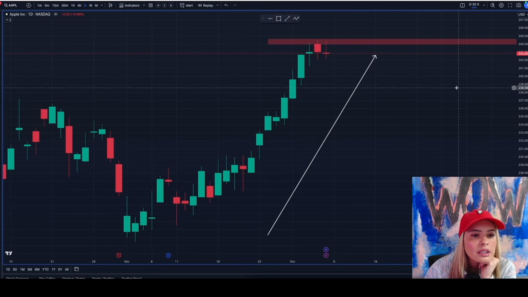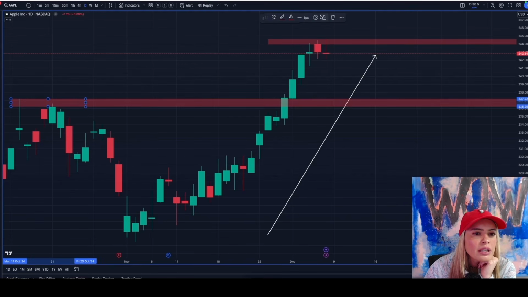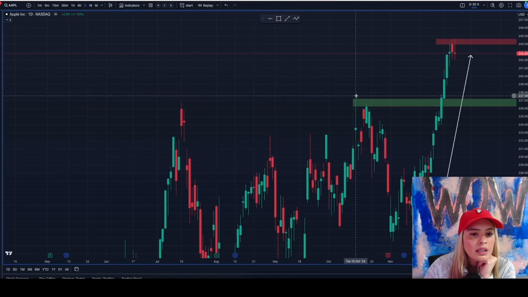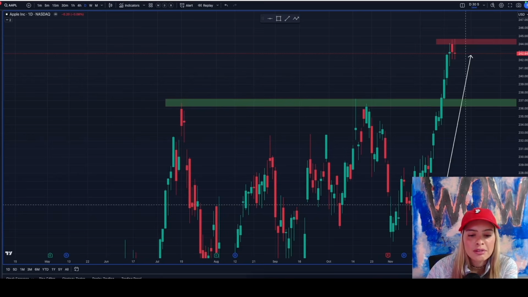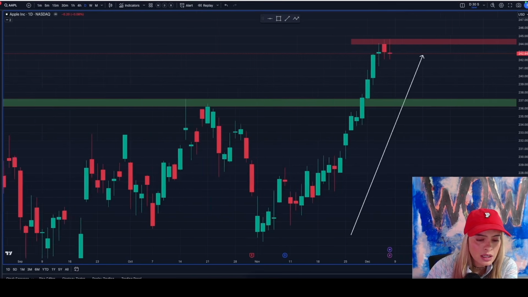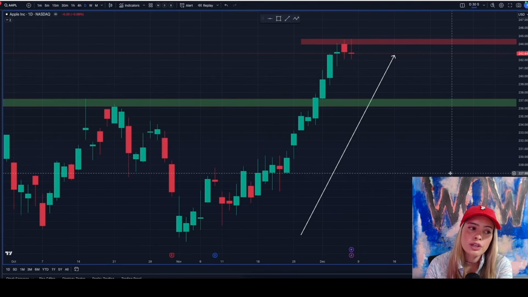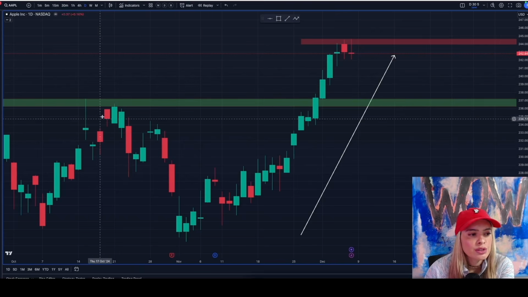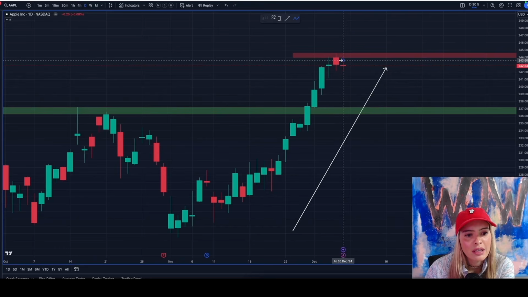Okay, the next level that we can see, I like this high here. I think that's the previous all-time high on Apple. Let me check that. Yeah, that's the previous all-time high on Apple. So what happens when we have a strong break of all-time high like this? Most likely in the future, we're gonna see a pullback to the previous all-time high, and then if it holds there, that will be my trading plan.